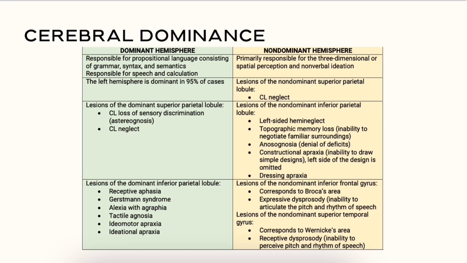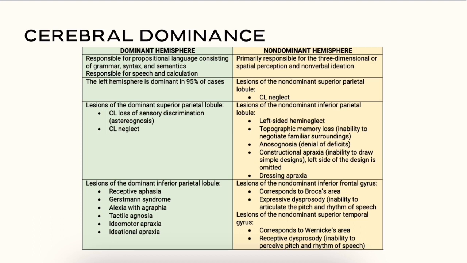So for the left, you could get receptive aphasia, Gerstmann syndrome, alexia with agraphia, tactile agnosia, ideomotor apraxia, and ideational apraxia. So it would be best for everyone to get a quick glimpse of how these manifest. Okay, but it's not necessary for you guys to memorize it at this point. I would just like you guys to be familiarized with the following terms, but no need to actually memorize, okay?